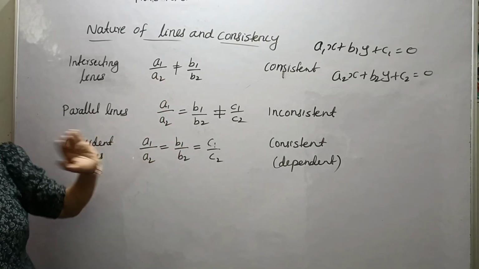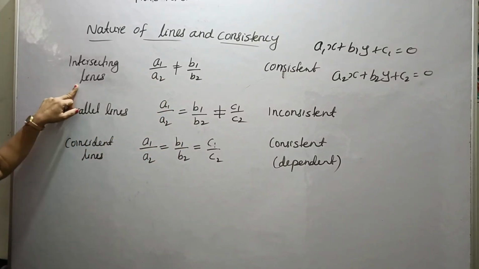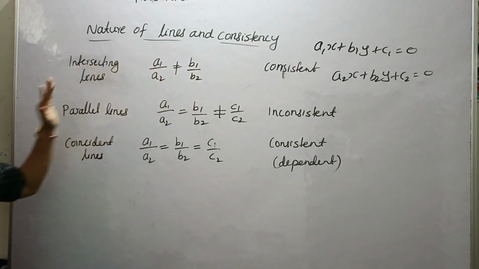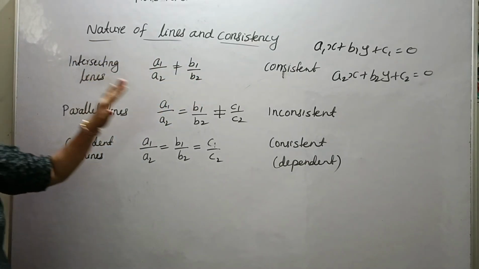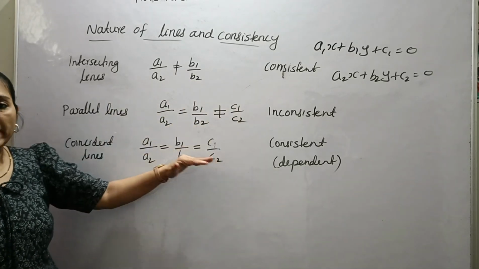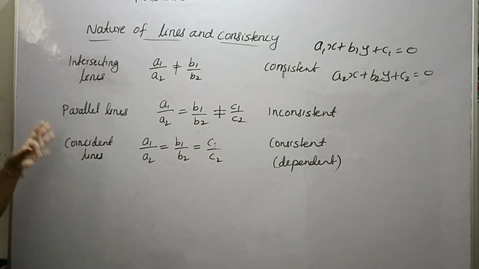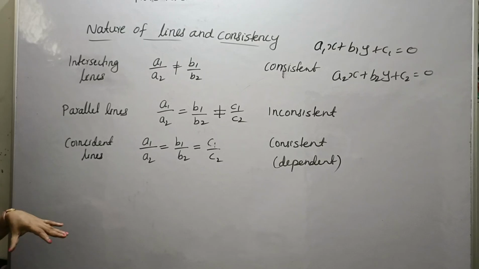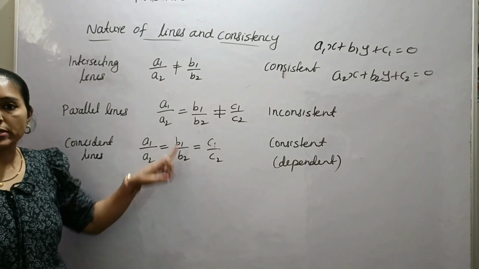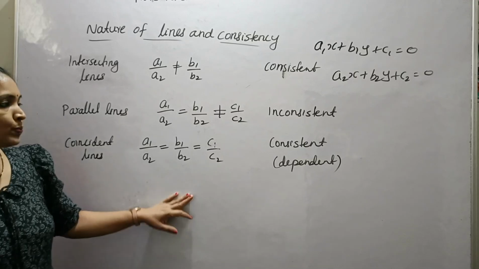It's very important, you just remember. If two lines are intersecting, then a1 by a2 is not equal to b1 by b2. If two lines are parallel lines, a1 by a2 is equal to b1 by b2 not equal to c1 by c2. If two lines are coincident lines, that is, the equations have infinitely many solutions, and a1 by a2 is equal to b1 by b2 is equal to c1 by c2.